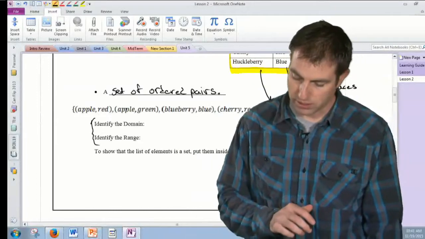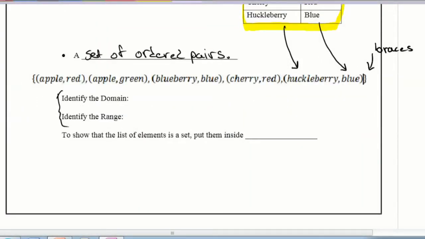So to show that the list of elements is a set, we put them inside braces. And I will admit that I, for whatever reason, am not very skilled at drawing these nice braces. There we go. So that's our braces. We put the elements inside. And Alex, you're quite good. So we can do that.